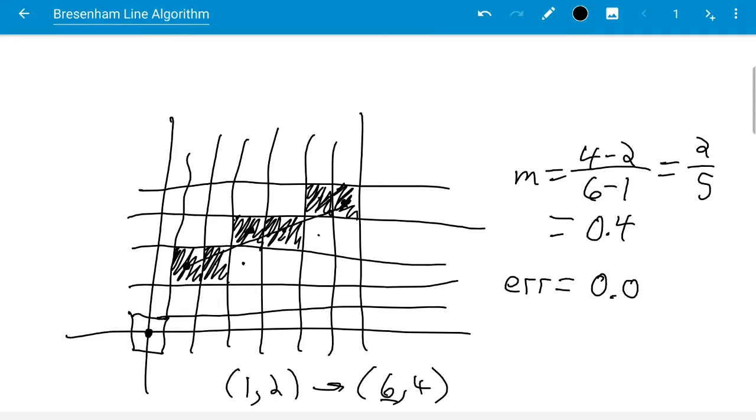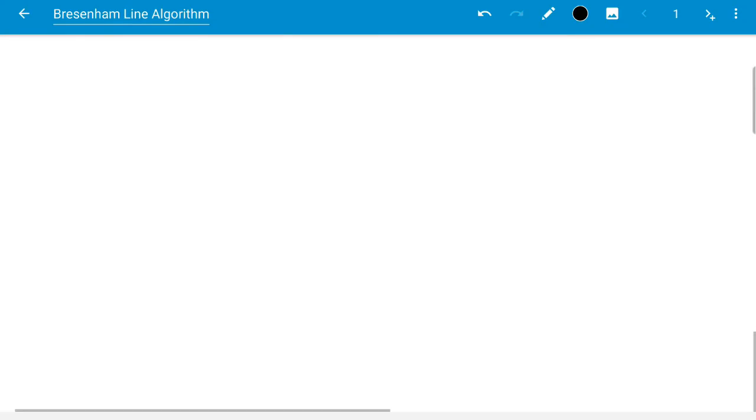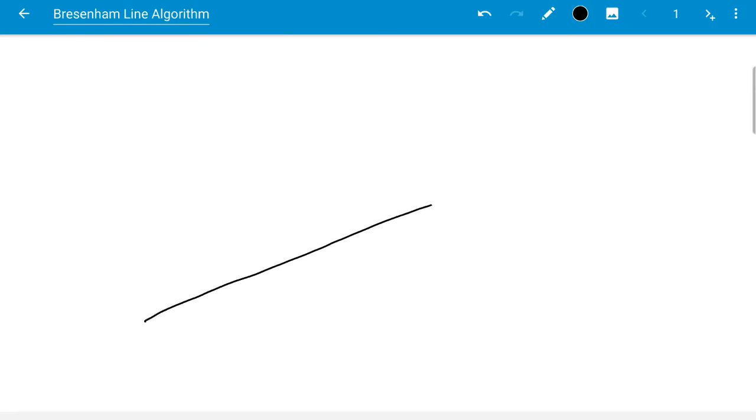Okay. So that's kind of crazy. We can now draw a line, but only in one octant. So let's apply that symmetry. One symmetry is for lines with a negative slope. So the differences between a line with a negative slope and a positive slope here.